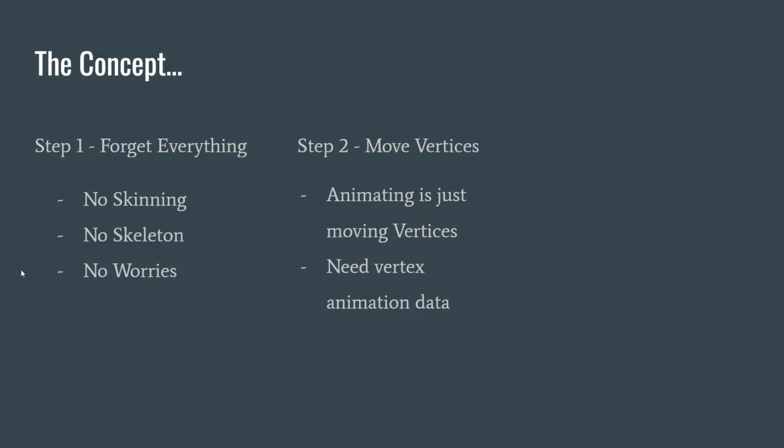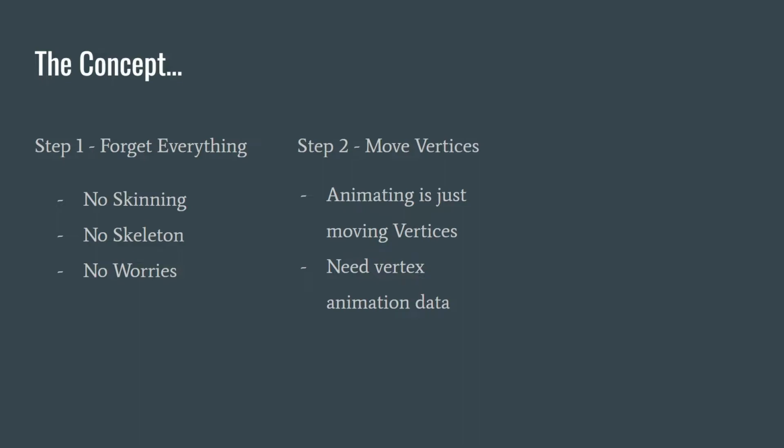If we forget everything about general animation, because all of the skinning and skeletons is usually just for, you know, optimization or fidelity of animation, and if we don't need that stuff, then we can just move the vertices around. Now, obviously, we still need somewhere to hold the animation data. This part here is what will make up our vertex animation texture. And I'll talk about that a little bit in the next slide.